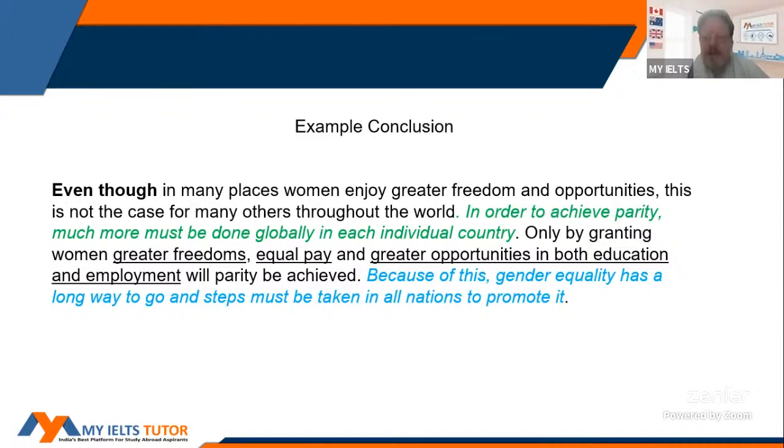And in the following sentence, what you can see underlined are the supporting points. Those are the supporting points.